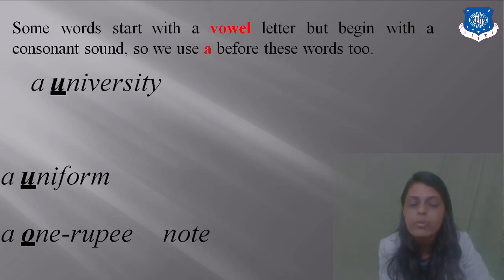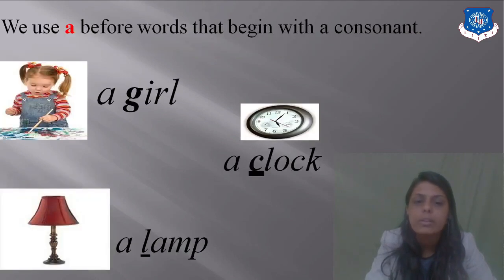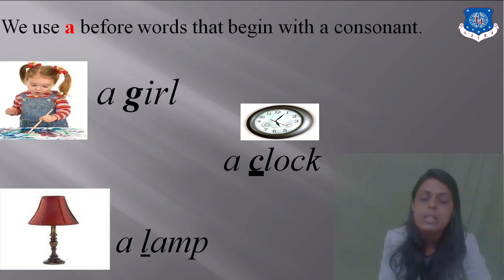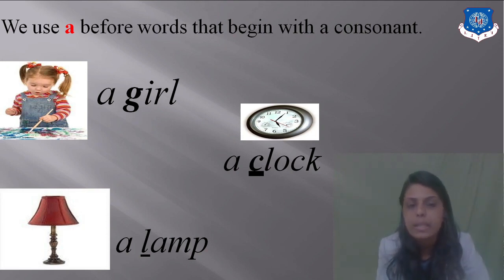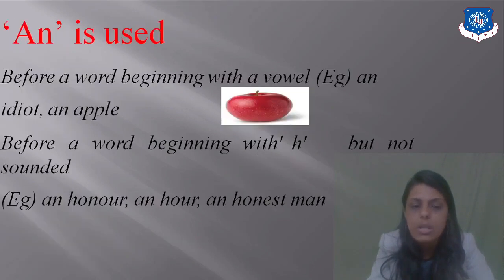A uniform, a 1 rupee, right? A 1 rupee. So here the W sound is produced. A uniform, again the "you" sound is produced, not a vowel sound. So before a consonant sound, you always utilize a, even if the starting letter is a vowel letter. So you have to see the sound, you don't have to see the spelling, right? We use a before words that begin with a consonant. A girl, a clock, a lamp, right? Here the sound also is a consonant sound.